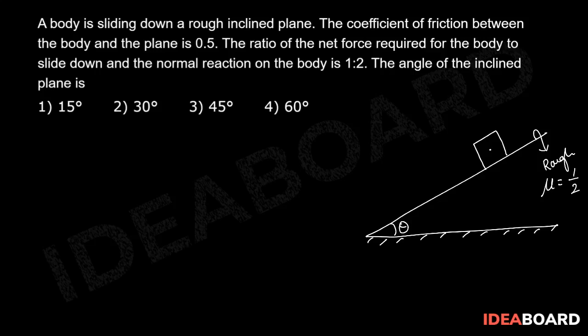So if we draw the free body diagram for this block, its weight mg acts vertically downwards. Normal reaction acts perpendicularly to the inclined plane and in upward direction. Mg gets resolved into two components as mg sin theta and mg cos theta.